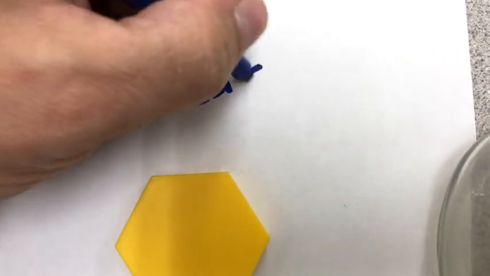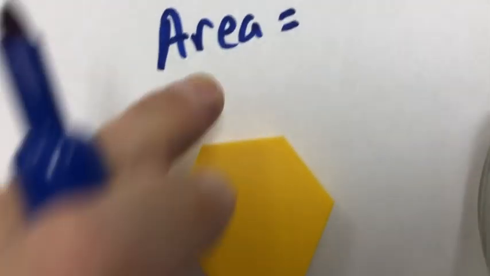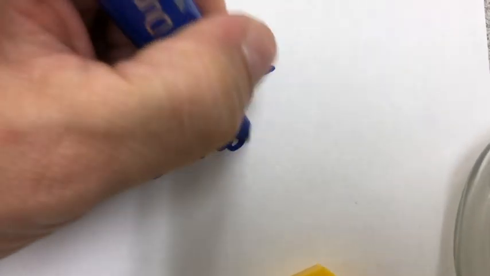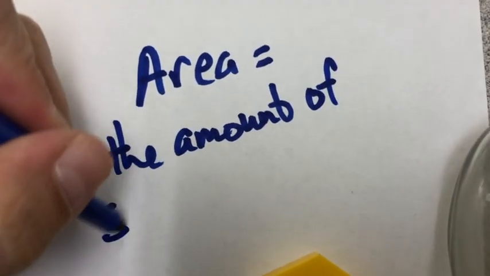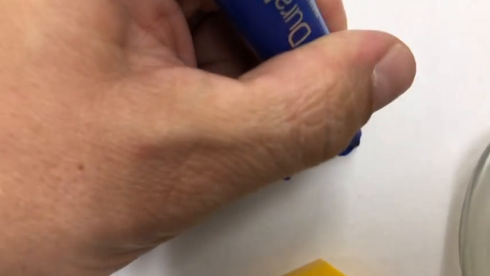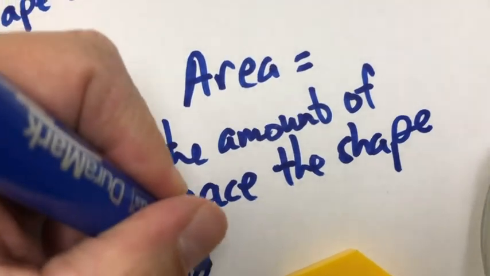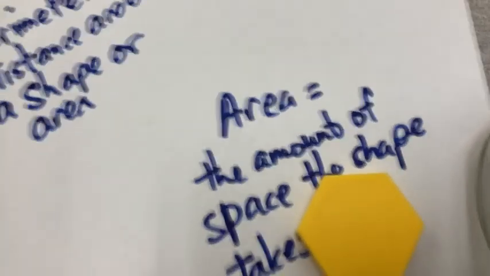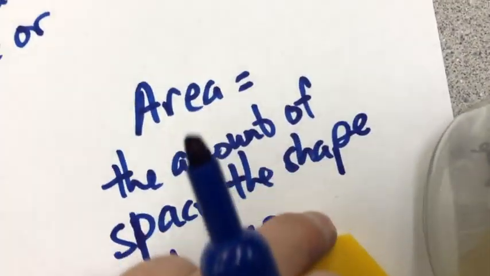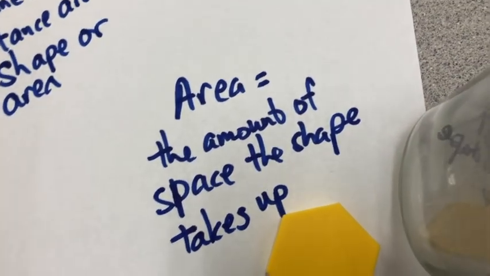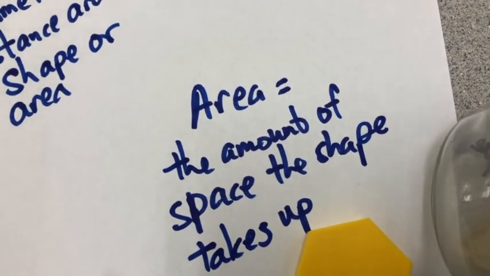If I'm talking about area, I'm talking about the amount of space that this shape takes up. So picture, if I'm trying to find the area of something, I'm actually trying to figure out if I covered it with a blanket. If I had a room and I wanted to spread out my blanket and see how much space it took up, I would be trying to figure out its area.